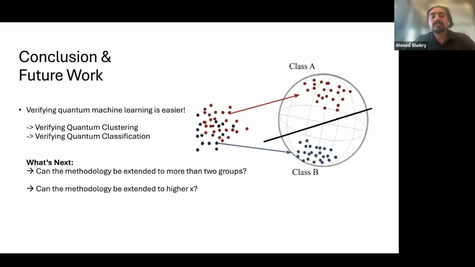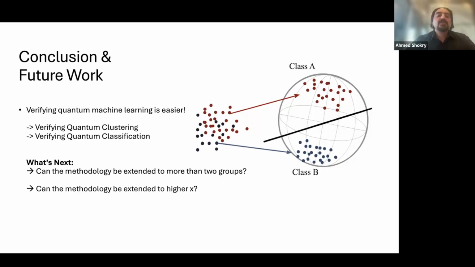Since quantum metric learning is more general than quantum classification algorithms and quantum clustering algorithms, our protocol can be easily adapted to verify quantum classification algorithms and quantum clustering algorithms.